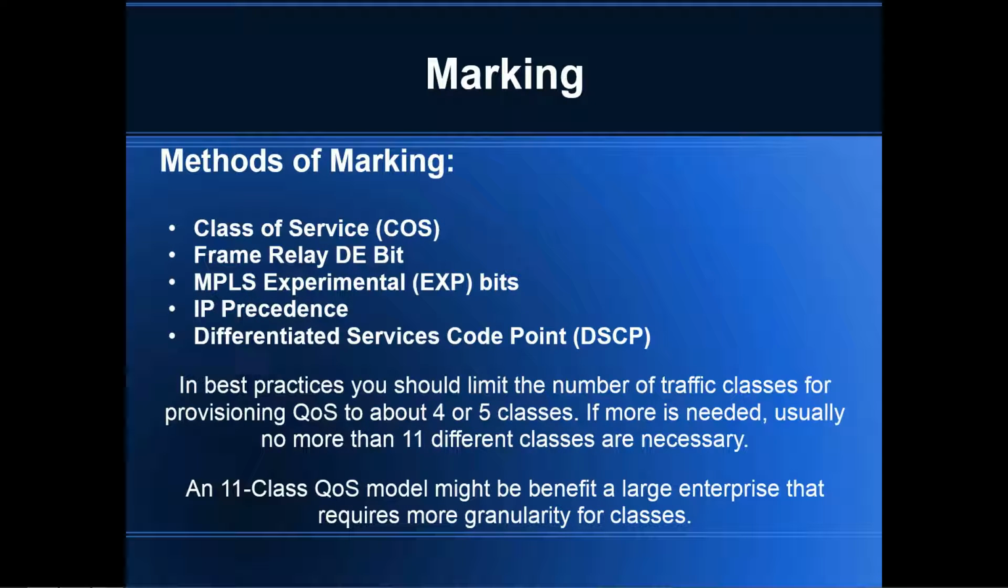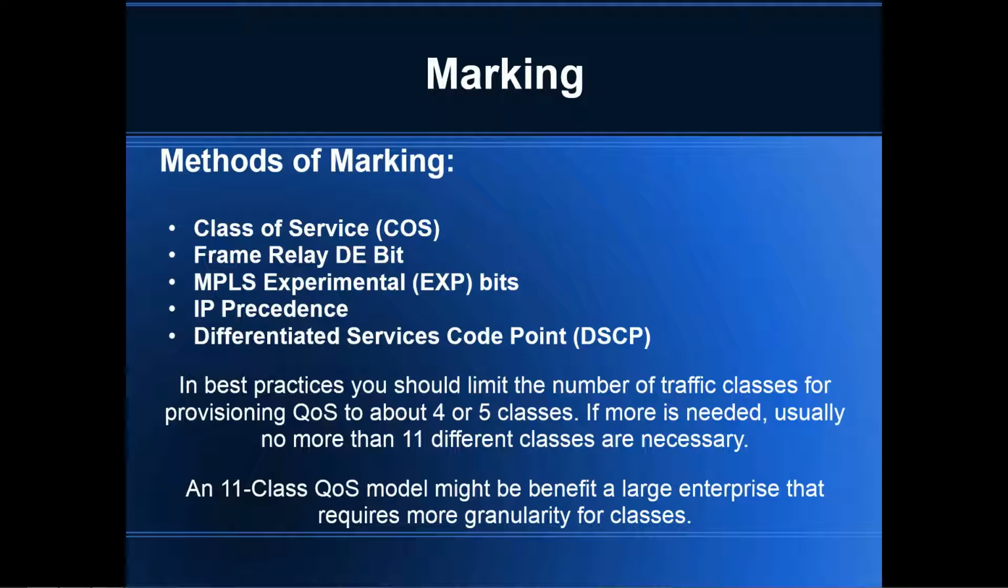So, how do we do the marking? Because that's the big thing, now that we have it, how do we mark it? And there's different methods of marking. CoS, which is class of service, which we've already explained. If we're doing Frame Relay, we have a DE bit. If we're doing MPLS, it's an EXP bit. If it's doing IP precedence, or it could also just be differentiated services code points. These are just different methods, and normally we only do a few of them.